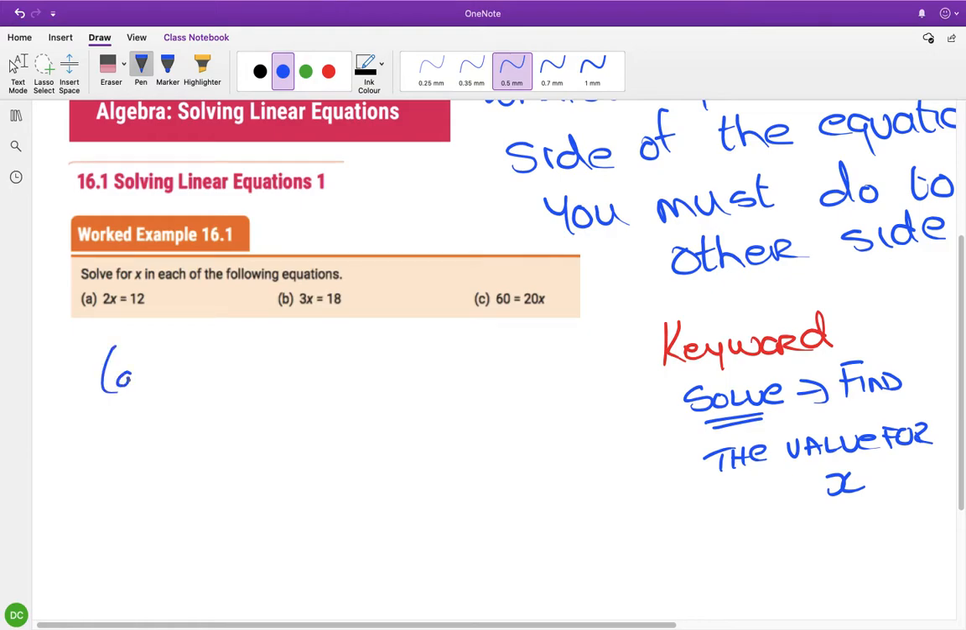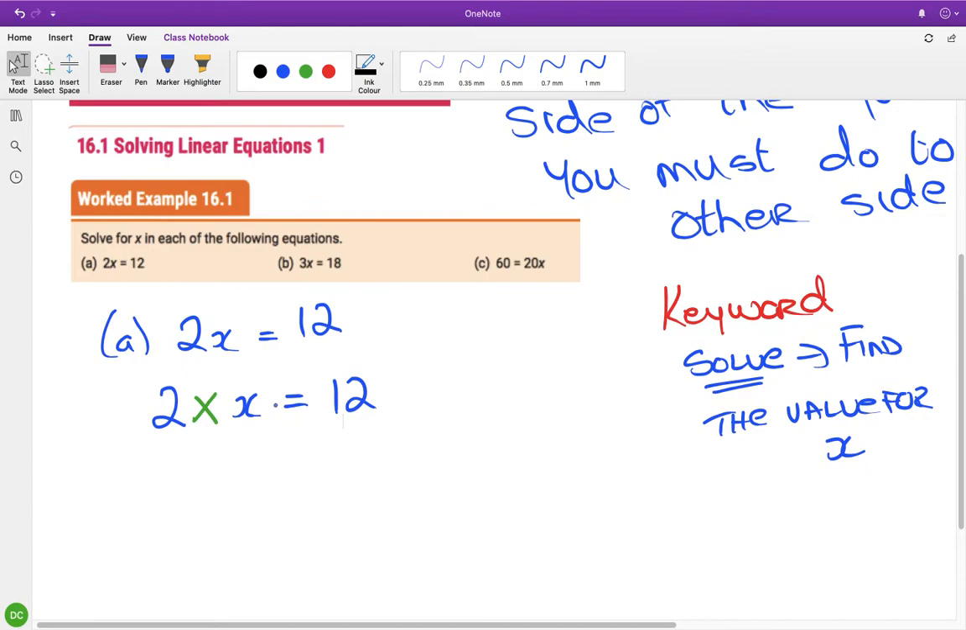Okay, so the first one is 2x equals 12. If you remember, between a number and a letter there's no operation written in, but the operation is a multiply. You wouldn't need to write this in a question, but just so I can explain it, that is 2 multiplied by x equals 12. So what we're asking ourselves is: 2 multiplied by what equals 12? Like I said, you probably know the answer, but algebraically, here is the way we do it.